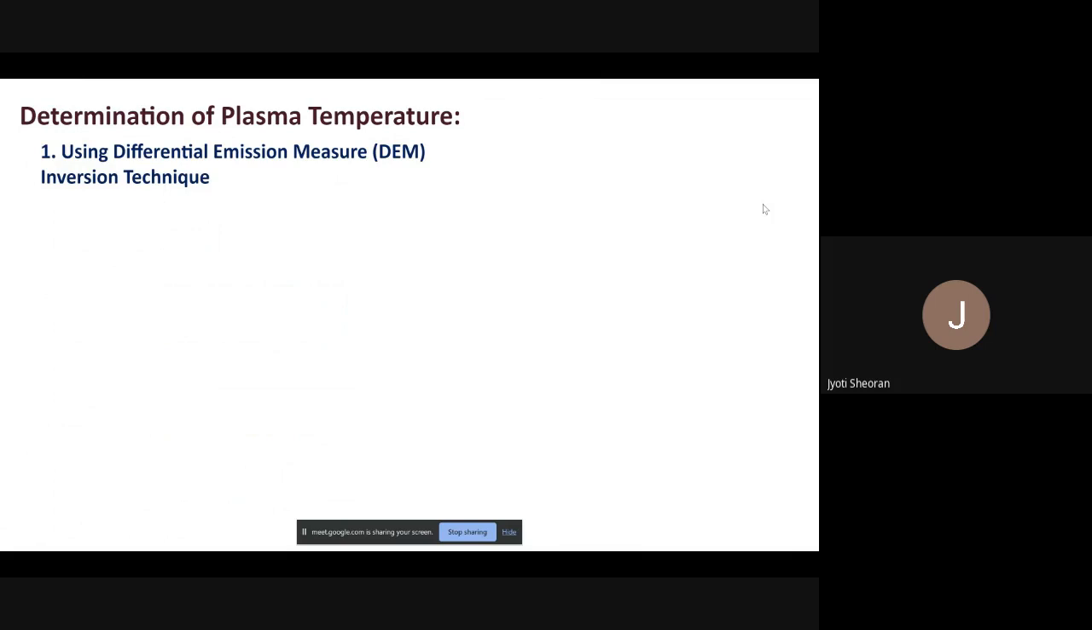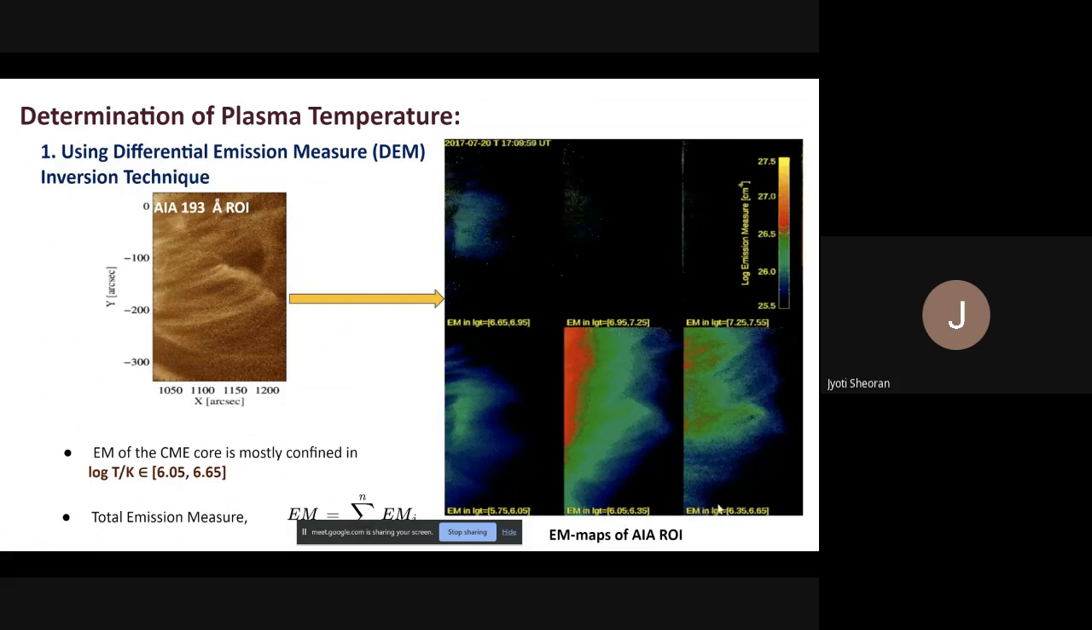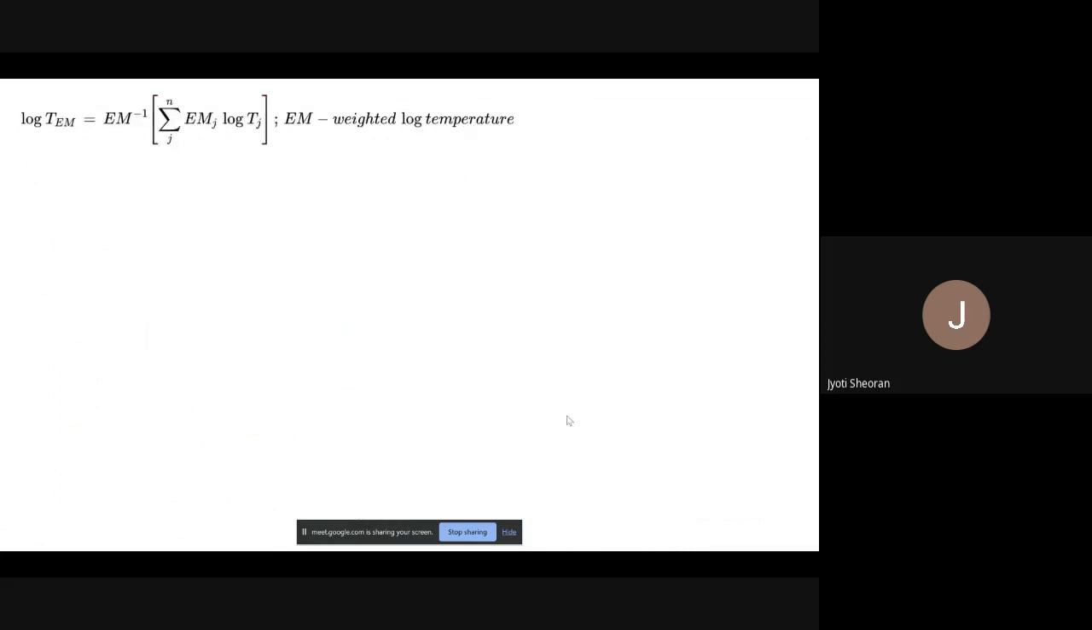First is using a differential emission measure inversion technique on SDO AIA data. For that, we have used the DEM inversion technique developed by Chang et al. We then created the EM map of this AIA region of interest, and you can see that the emission measure of the CME core is mainly confined in log T 6.05 to 6.65, and then we calculated the total emission measure using this formula by adding the emission measure in all the temperature bins, and then EM weighted log T can be calculated by using this formula, which is given in Chang et al.